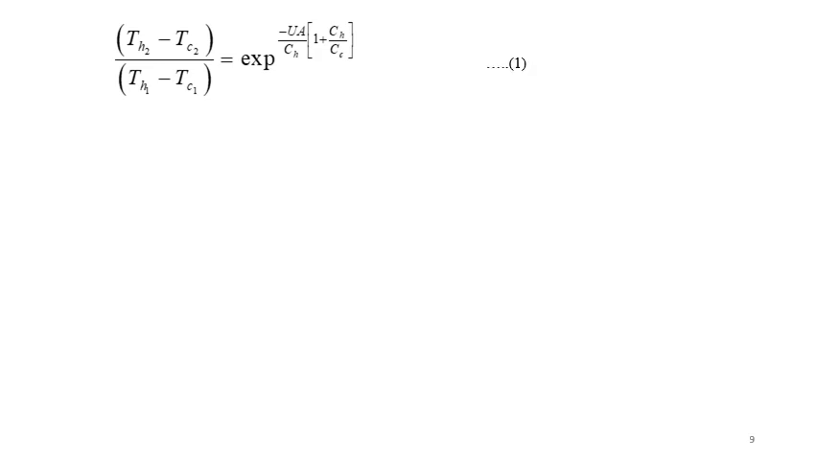Next, taking the natural logarithm, we can write this expression as (Th2 minus Tc2) divided by (Th1 minus Tc1) is equal to exponential to the power minus UA by Ch into (1 plus Ch by Cc). Call this equation 1. Now we will try to find Th2 and Tc2.